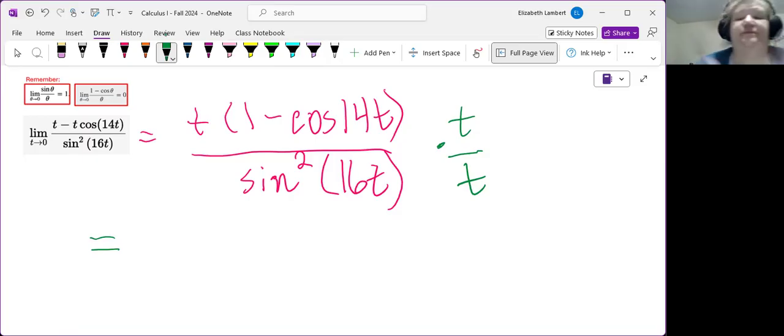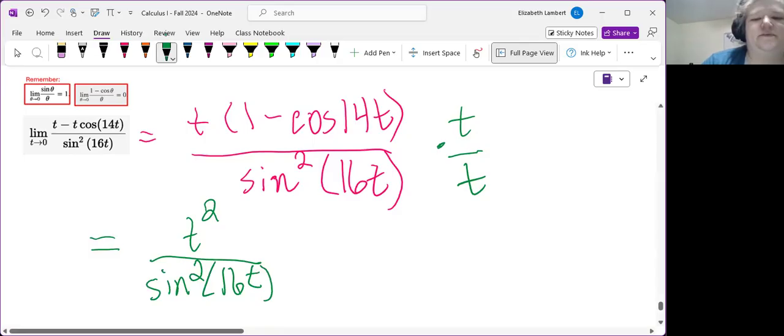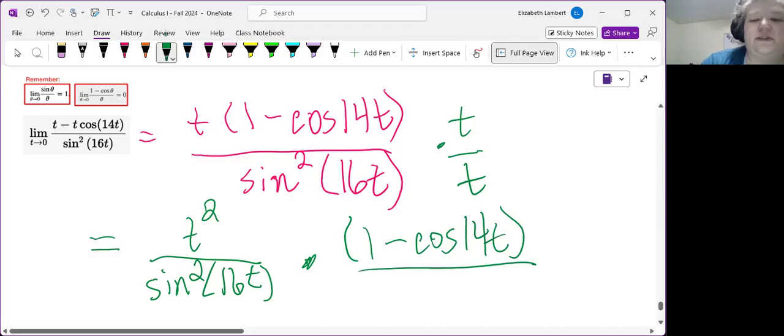All right, so we multiplied by a crazy form of 1. This is still equivalent. I'm just going to rearrange the way it's written. So I have a t squared and a sine squared of 16t times 1 minus cosine of 14t over t.